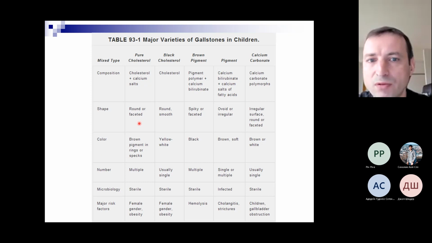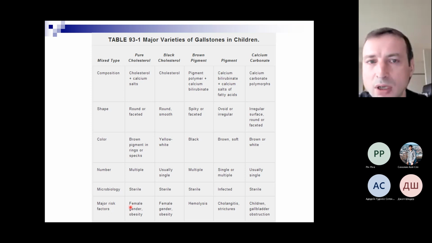By shape, it's round or faceted, smooth, spiky or faceted, ovoid or irregular surface. In color, it may be brown pigment in rings or specks, yellow, white, black, brown, soft, or white. In number, it may be multiple or usually single. Both are sterile, but only pigment stone is infected.